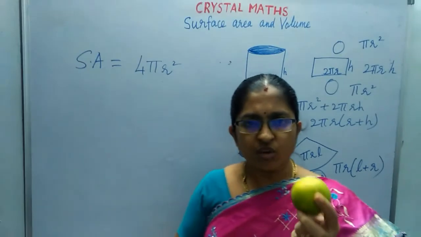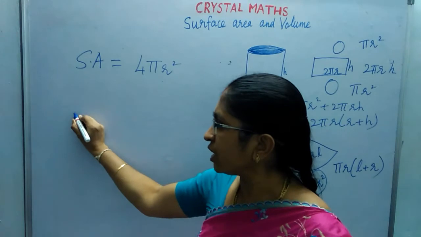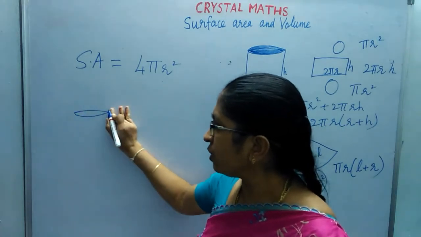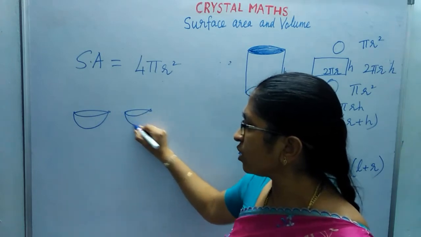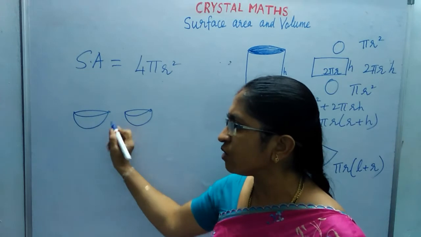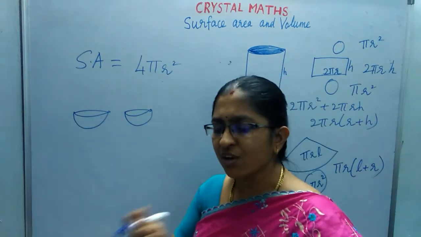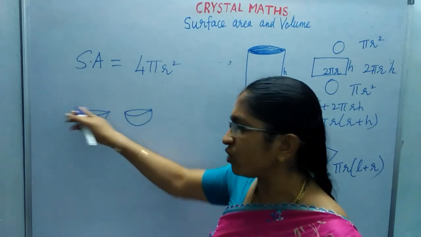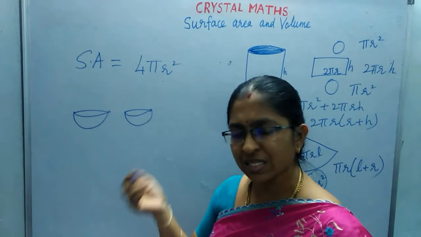If you cut this into 2 equal parts, you will get 2 hemispheres. Okay, what might be the curved surface area? Curved surface area means here, after cutting this, we will be having one curved surface and one flat surface. That flat surface also will be looking like a circle.